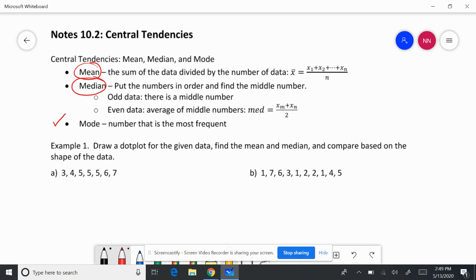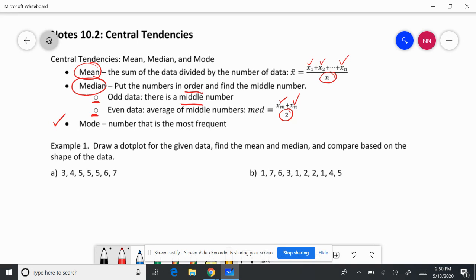The mean is when we add up all the data and then we divide it by however many numbers there are. The median, what we do is we put the numbers in order and then we find the middle number. That's if you have an odd amount of data. If you have an even amount of data, there's two middle numbers, and so what we do is we add them up and divide by 2 because of two numbers.